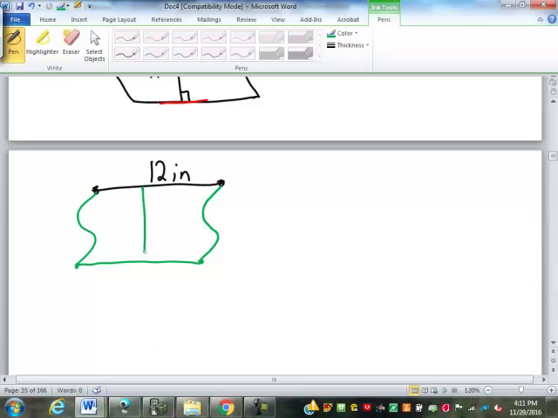As long as the distance from where we started to where we stopped is still 5 inches, what do you think my area is? Still 12 inches times 5 inches, or 60 inches squared.